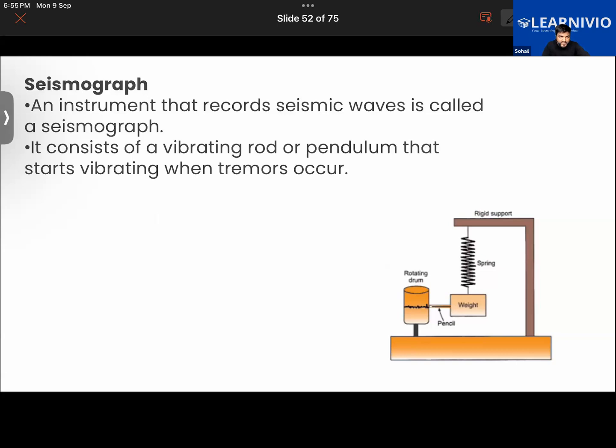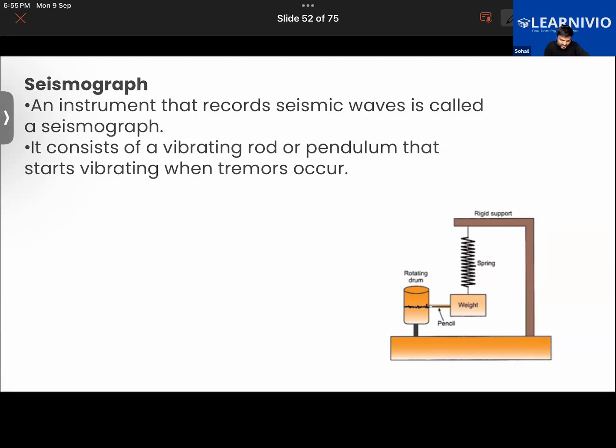Okay. Then talking about what is a seismograph. So seismograph is basically the instrument with the help of which the seismic waves will be recorded. So it's an instrument that records the seismic waves. Okay, now we are going to learn about it with the help of a video. We'll be learning about how it basically functions. But first of all, let's understand its structure.